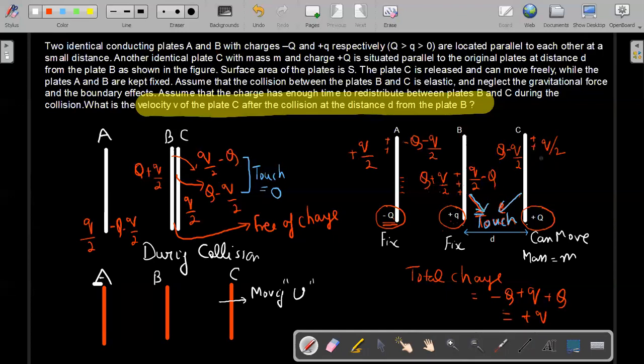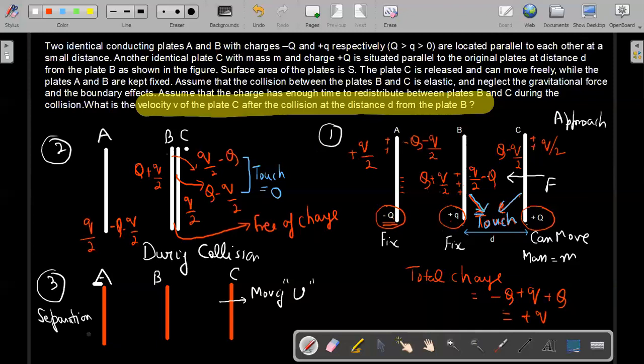Okay. So the problem starts from here. First of all, plate C will be attracted towards B. There will be a force of attraction due to which plate C will approach plate B. Then B and C will collide. So this is the first step. Second step is a collision between B and C. And the third step is the separation of B and C. Step 1, the plate C and plate B are in the process of approach. They are approaching each other, then they are colliding, and then finally they are separating.